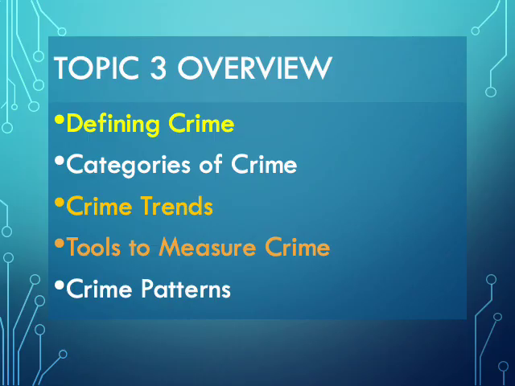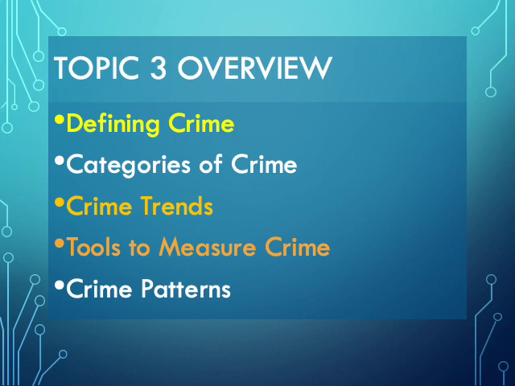So topic 3 covers a lot of material. You'll be reading chapter 2 in the textbook, and there's a lot of material that's covered there. You'll also be reading some articles to help us understand trends in crime and the problems associated with measuring crime. And so just to give you an overview, in topic 3, we'll be learning about defining crime. That's what we're going to be learning about in this lecture.